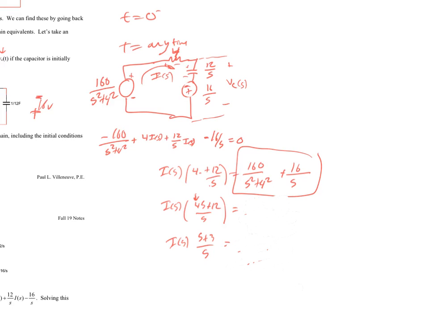I'm not following algebra. So this should be 160, whoops, 160 times s plus 16 times s squared plus 4 squared. I can't just multiply them together like that. I had a brain cramp. Over s squared plus 4 squared times s.